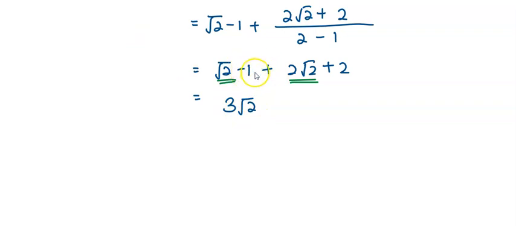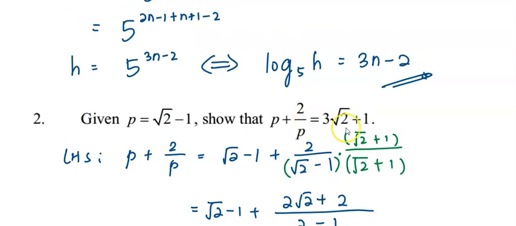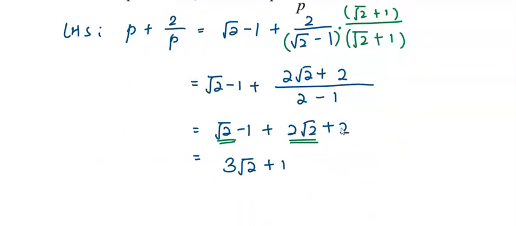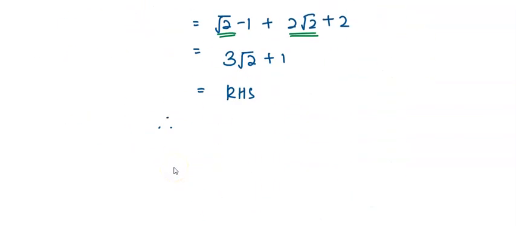And the constant is negative 1 plus 2, that is 1. So we can see that the right hand side given is 3 surd 2 plus 1, exactly the same as what we have here, and we can say that this is equal to the right hand side. Then we can say therefore we have shown the statement.